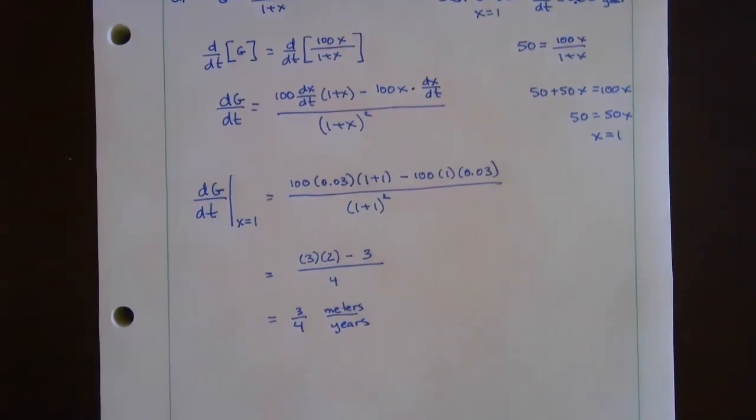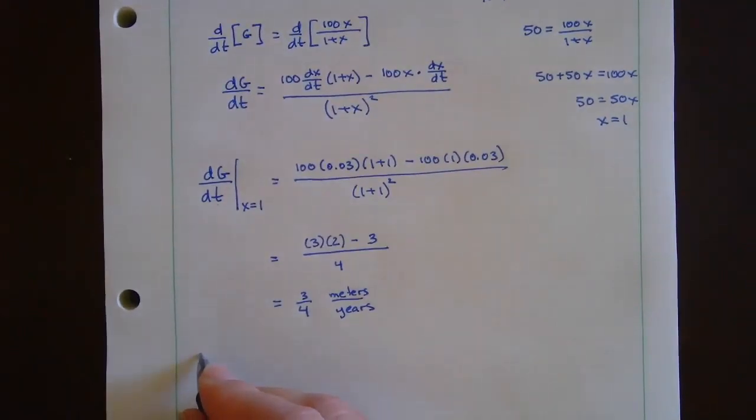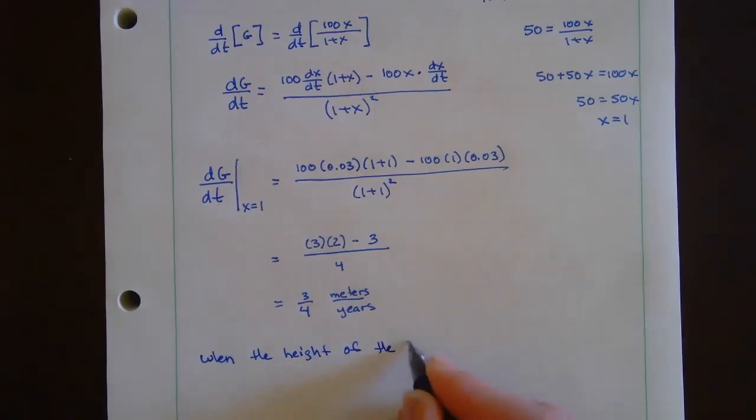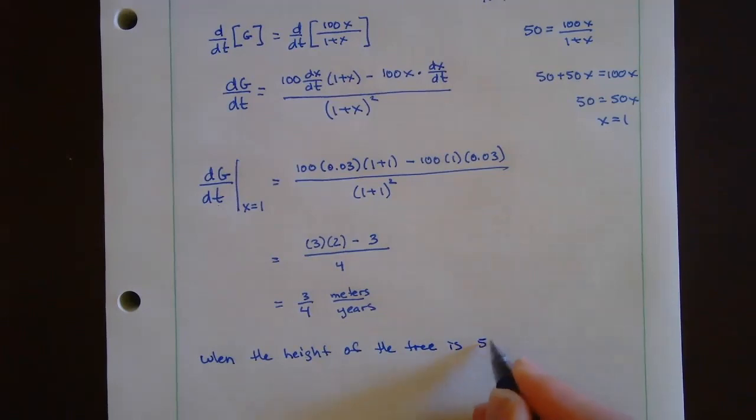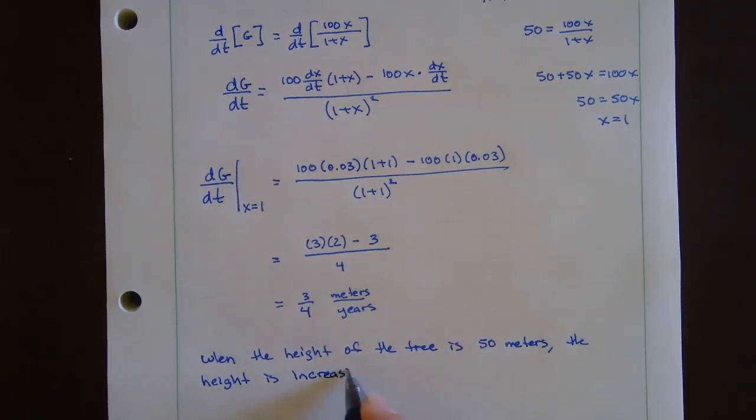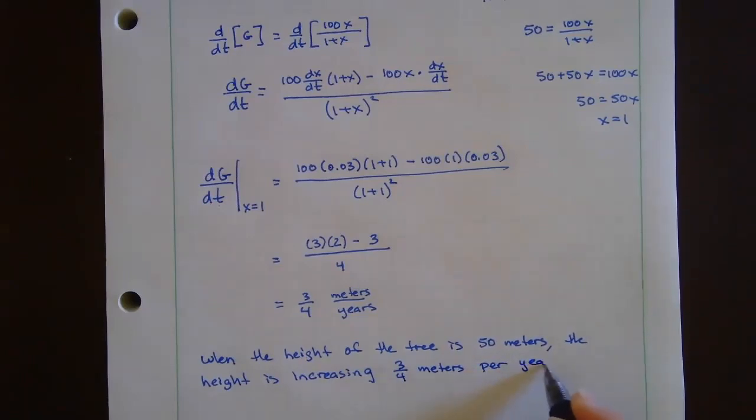Let's write a statement. What this means is when the height of the tree is 50 meters, the height is increasing 3/4 meters per year. And that's the complete write-up on this.